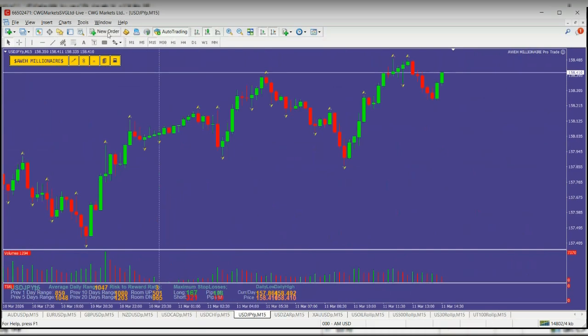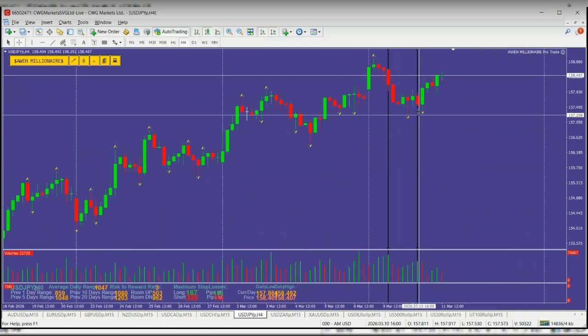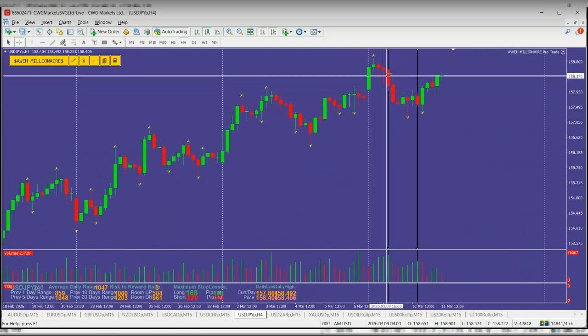Next is USD JPY. Starting on the 4-hour, I see a potential level of supply here where price pushed down with high volume, and a potential level of demand up here where price pushed up with high volume over here. So here's our potential demand, and here's our potential supply from the 4-hour.